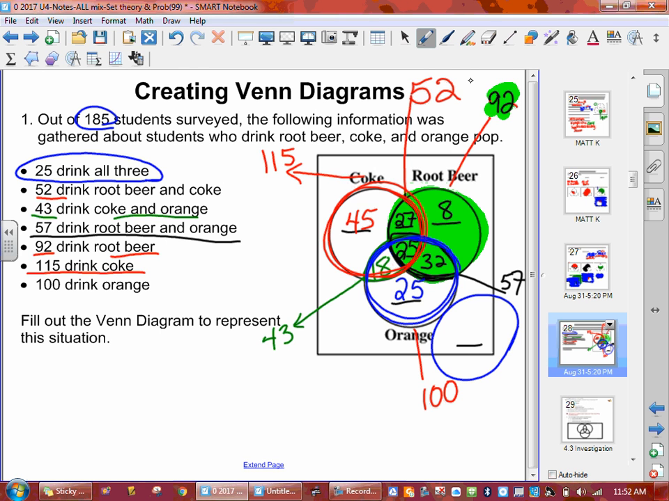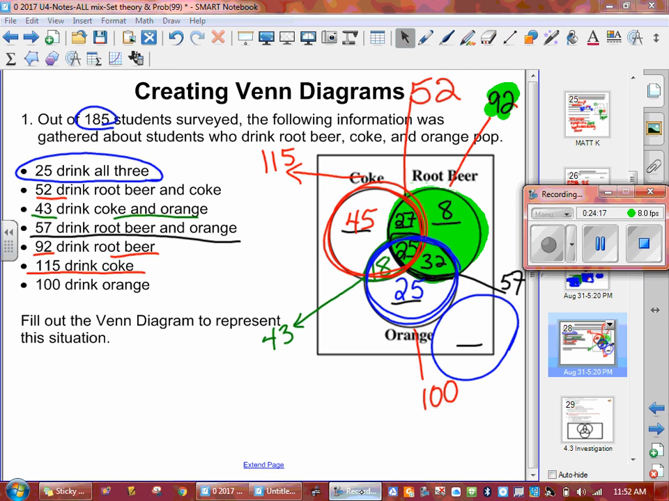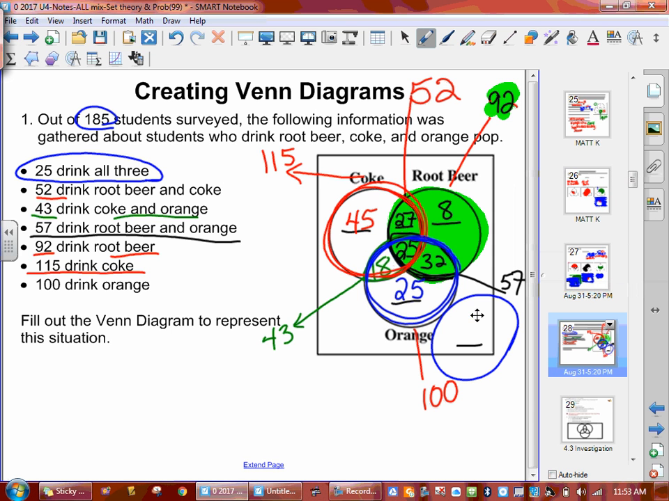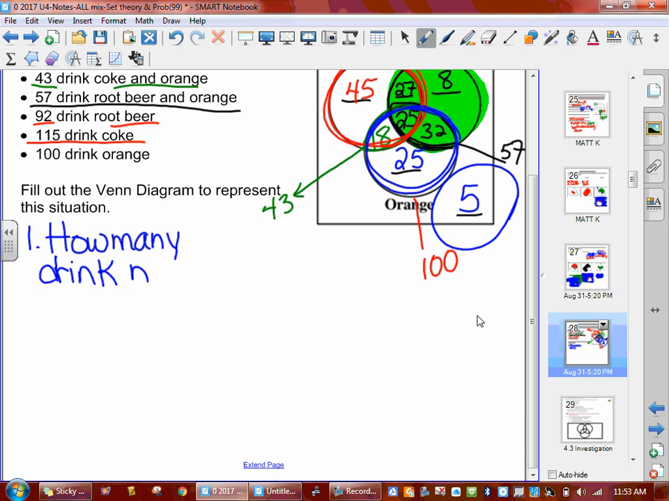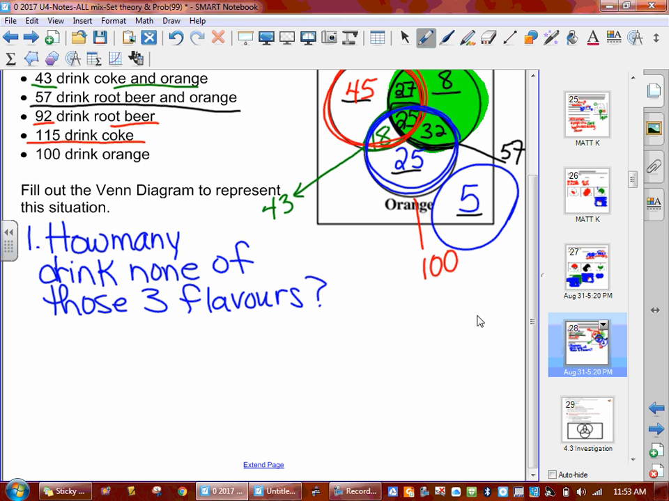All right. Now if I asked you, these are the 4 questions I would like you from this diagram to find out. First question. How many drink none of those flavors? What is that question asking? How many drink none of those 3 flavors? It's looking for the outlier, exactly. So that equals 5. It's the outlier.